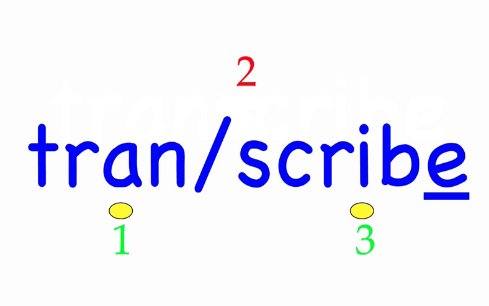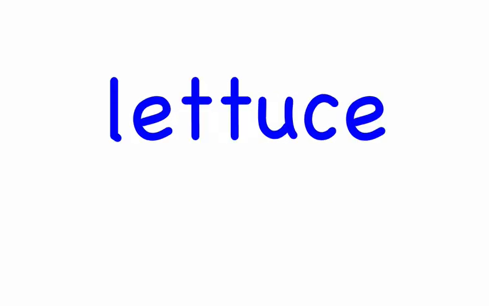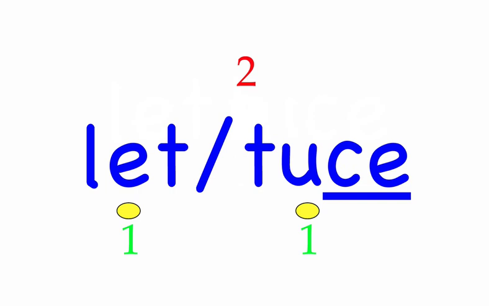Lettuce. Lettuce. I like lettuce in my salad. Lettuce. Two syllables, first syllable let, three sounds. L, e, t. Tuss, three sounds. T, u, s. Let, tuss. Mark the word. Let, tuss. Lettuce.